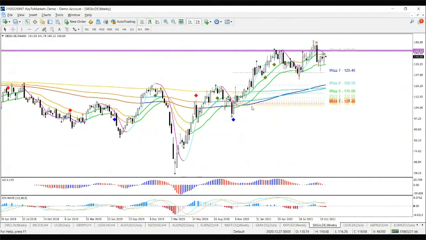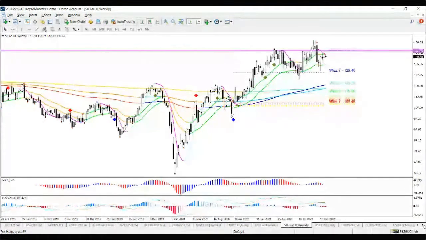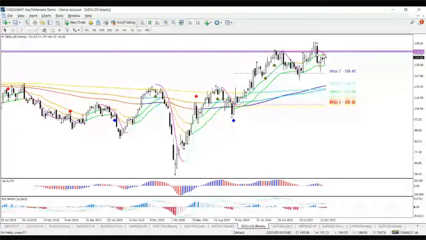Siemens in a great uptrend too, but seems to be slowing down a little bit. Doesn't have that much energy, it seems like right now. If it breaks above the head and shoulders level at 145, it could be a bit different.